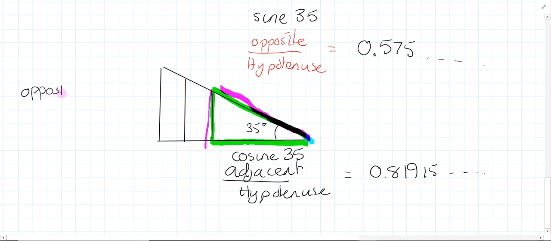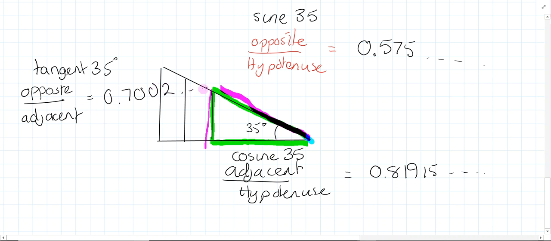The opposite and the adjacent. How do I find that ratio? The tangent of 35 degrees. Okay? What do we get? 0.70020758, and so on. Okay? All right. So that's how I find those ratios. Have you written those down?